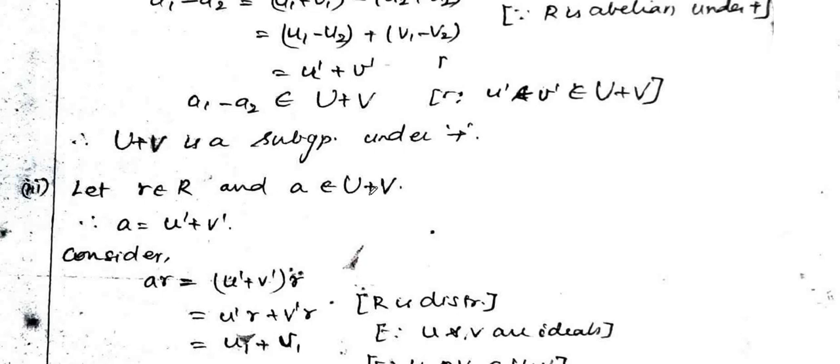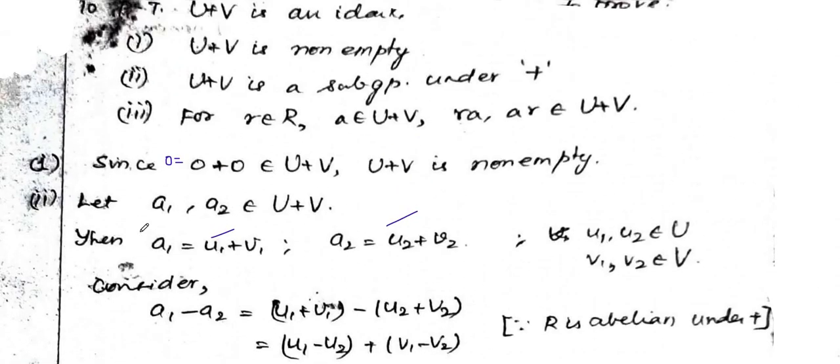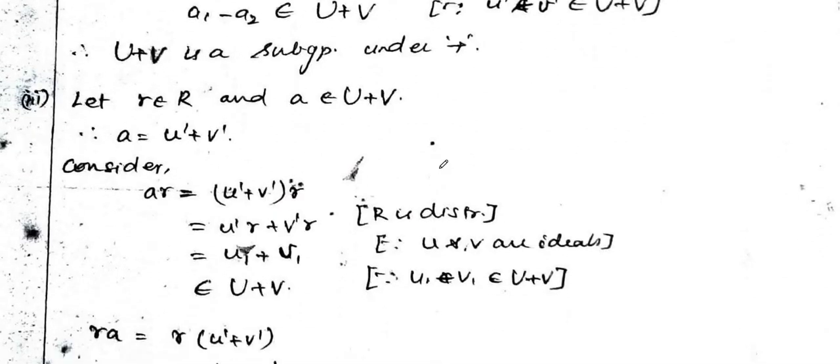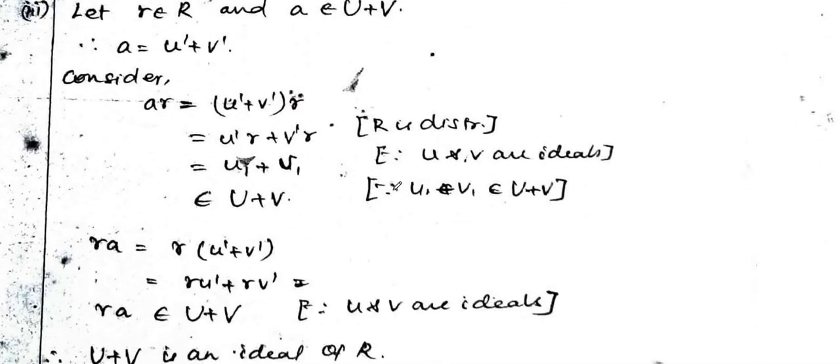Next, we consider R in R and A in U plus V. We have to show that RA and AR are in capital U plus V. So we should just check whether we are given R to be commutative. We are not given. So that means we have to establish both AR and RA are present in U plus V. So consider AR. A, it is U prime plus V prime that we have taken, or U plus V you can take. So U prime plus V prime into R, and distributive law says that this can be rewritten as U prime R plus V prime R. So this is U prime R plus, this is say some U1 for convenience sake. You have this to be U1 and this as V1.